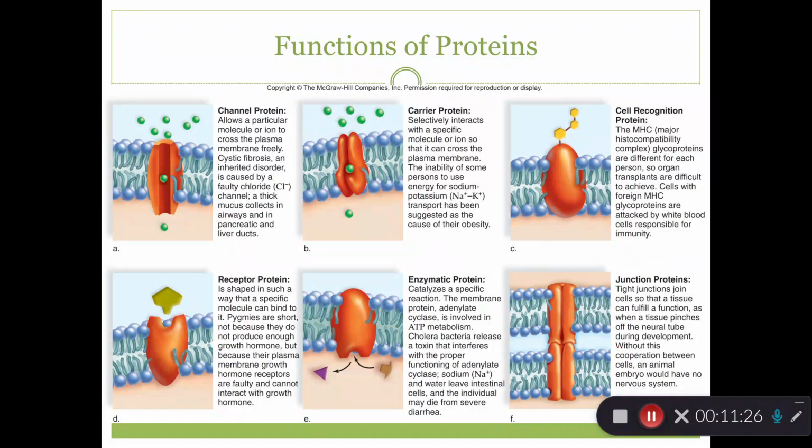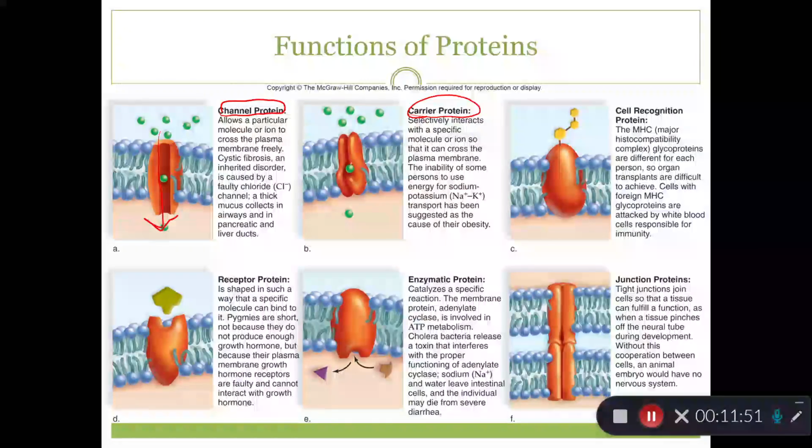So here's an example. Okay, so look back at your notes as we look at these pictures. I'm visual, so this will help. So the channel protein is going to allow molecules like this, and the example given in your notes was hydrogen ion. Okay, the carrier protein, look right here at this picture. You can see that molecule, like the sodium and potassium, will go through. It is very similar, but selectively interacts with a specific molecule.